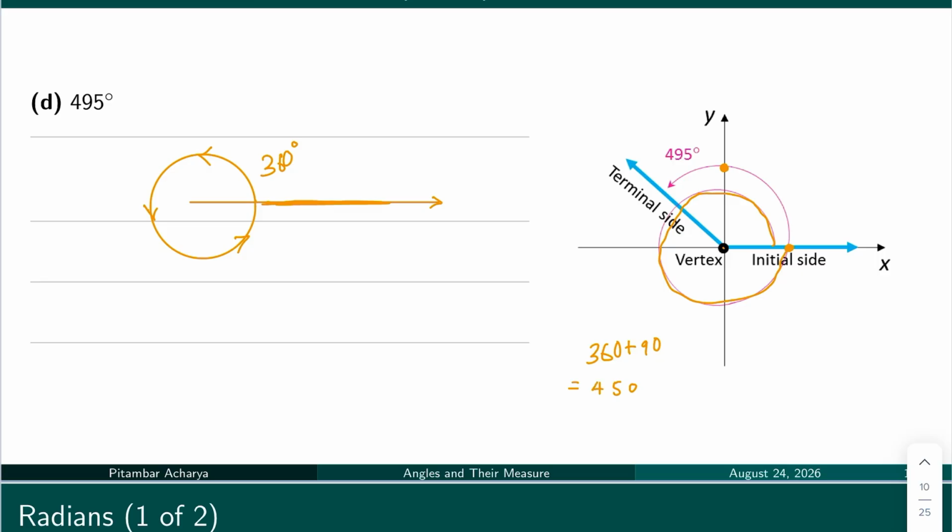450. Still you need 45 degrees. This is half of 90. So if you add 45 here, then it will be 495 degrees. So it is equal to 360 here, the one complete revolution, plus 90 degrees here, plus 45 degrees here. It will give you 495 degrees.